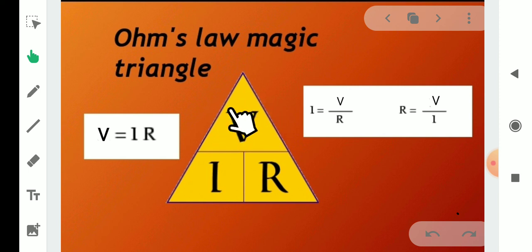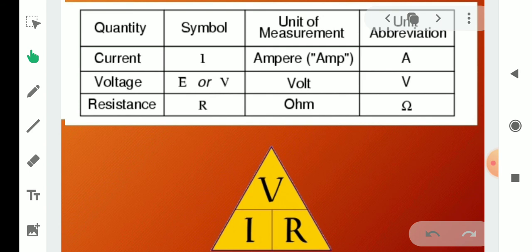So if we want voltage, what is the formula of voltage? That is I into R. So voltage V is equal to I into R. If you want electric current I, that is V by R, and resistance R, that is V by I. In the next slide I'll show you.